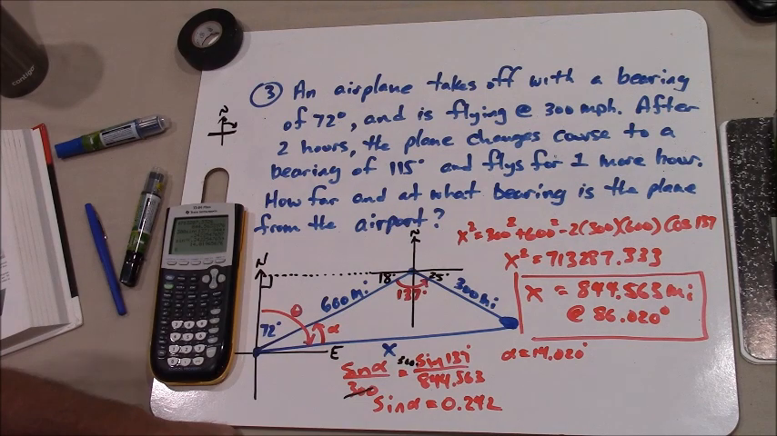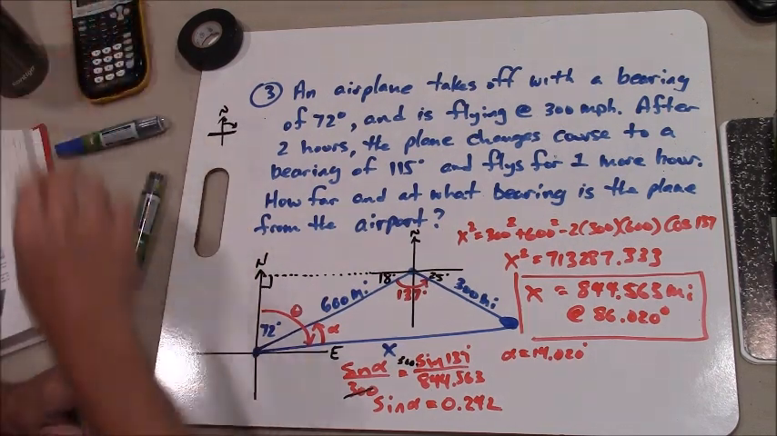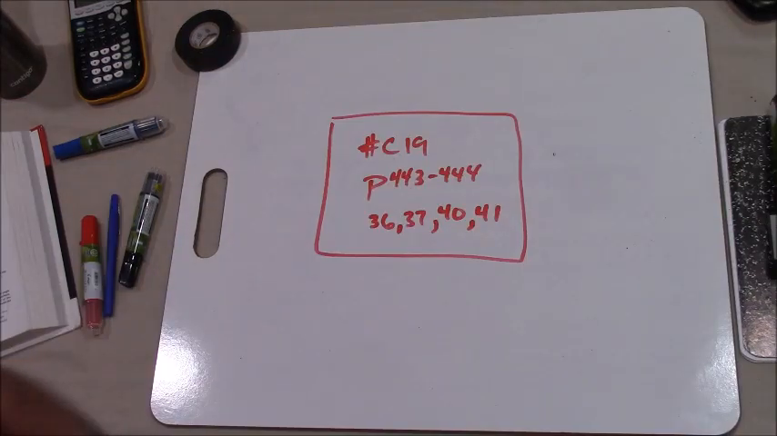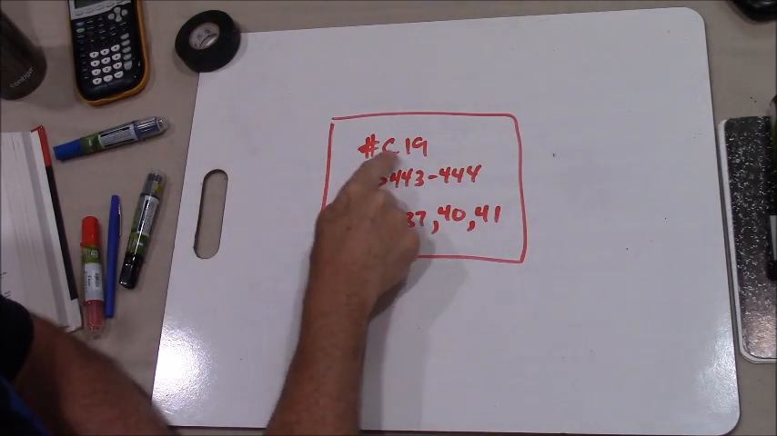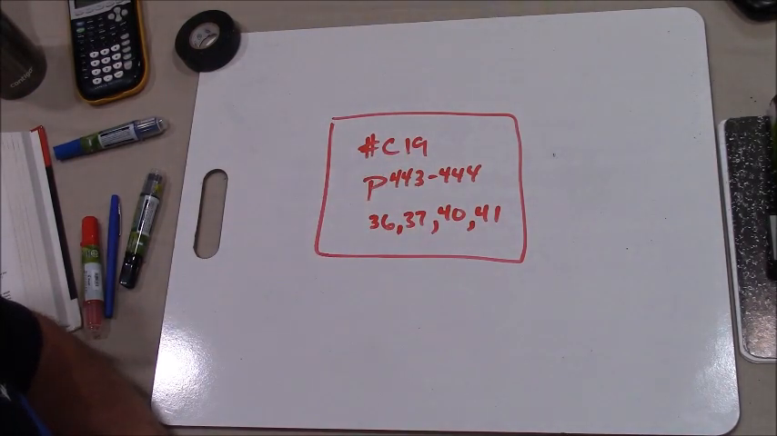All right, that's what we have for today. Let me get you guys an assignment. All right, here we go. We've got number C19. It's on page 443, 444. We're going to do 36, 37, 40, and 41. All right, that's it, you guys. Have a good weekend. I'll see you on Tuesday.